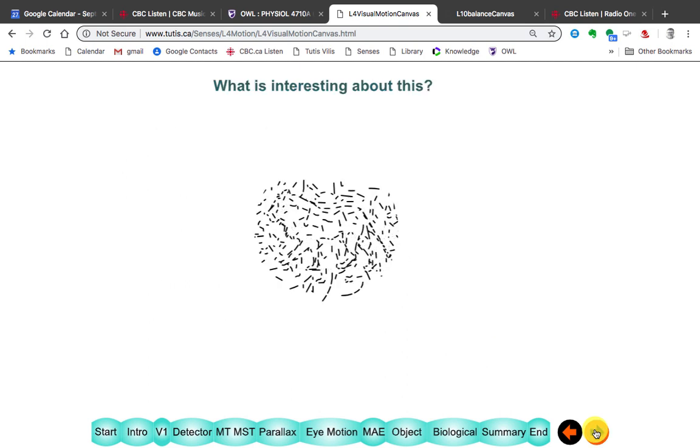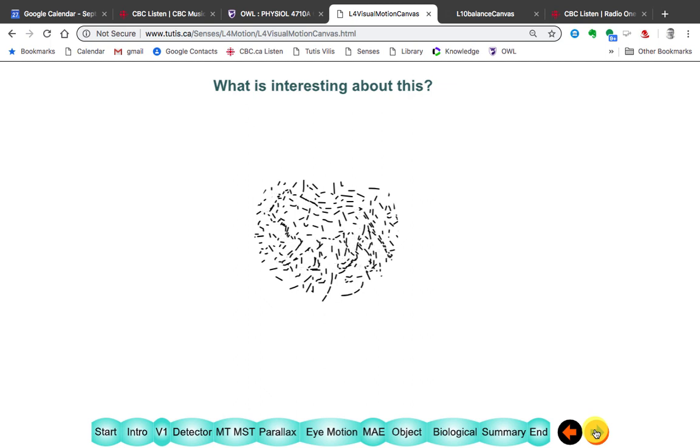What's interesting about this? From the motion of these dots, we're able to tell that this is a lion. And again, look at what happens when the motion stops. The lion gradually disappears from sight.